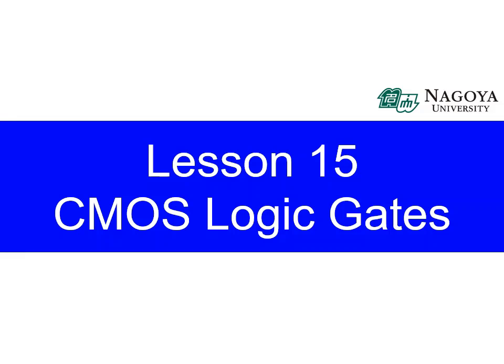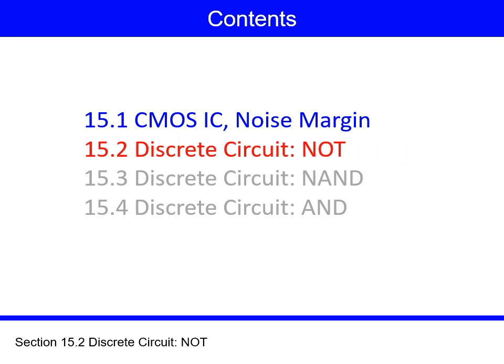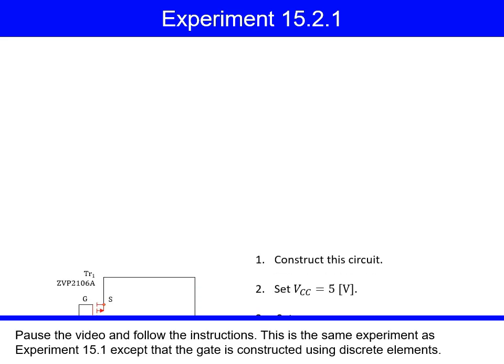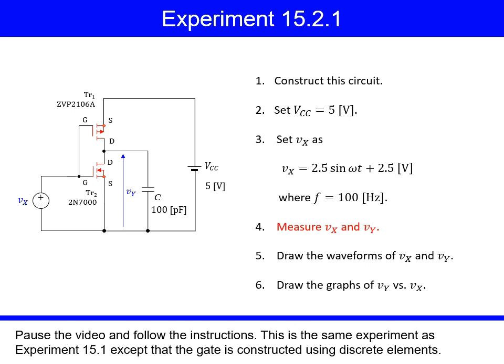Lesson 15, CMOS Logic Gates. Section 15.2. Discrete Circuit, NOT. Experiment 15.2.1. Pause the video, and follow the instructions. This is the same experiment as experiment 15.1, except that the gate is constructed using discrete elements.